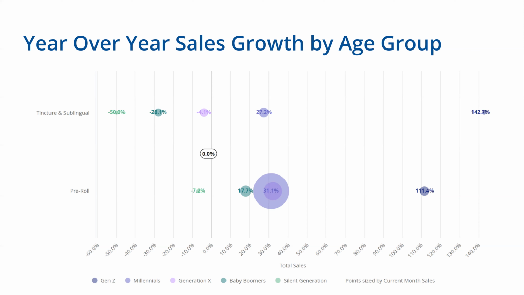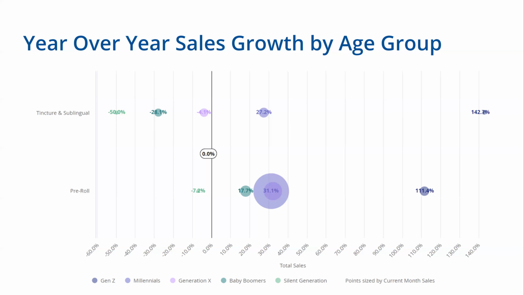In contrast, the silent generation has negative sales growth in both categories for a similar reason. There are fewer total customers in this group over time. And then except for the silent generation, all age groups have positive year-over-year growth in pre-roll sales, but only millennials and Gen Z have positive growth in tincture sales. This means that older customers maybe were more likely to enter the market a year ago by trying more approachable product formats such as tinctures, but have since maybe expanded their shopping into other categories like pre-rolls.